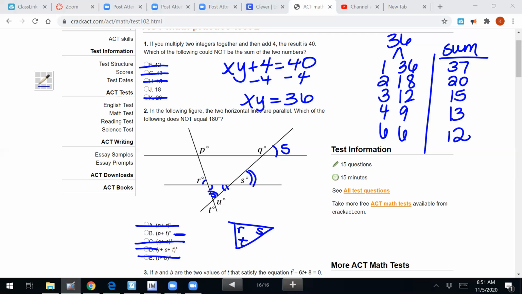So it's definitely going to be B. The only reason I was thinking B is because there's really no relationship between P and T. The other ones kind of have a relationship, whether they were corresponding, or whether we could put them together to make a triangle. P and T have no relationship. So therefore, that is the one that does not equal 180.